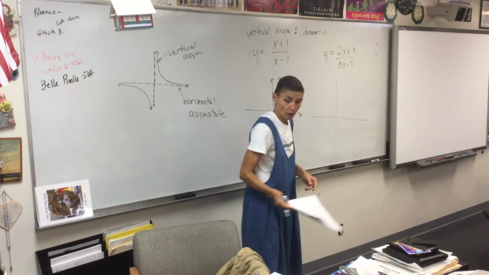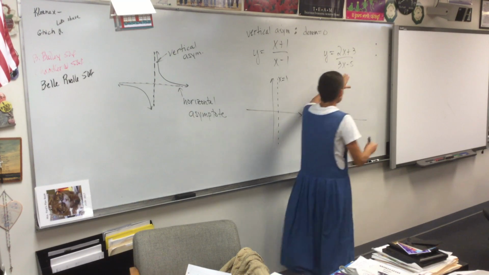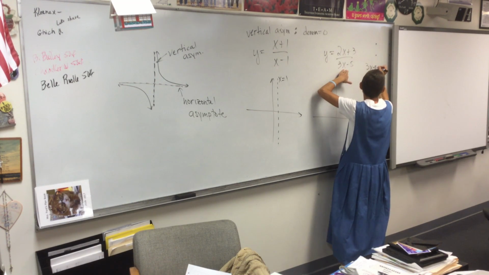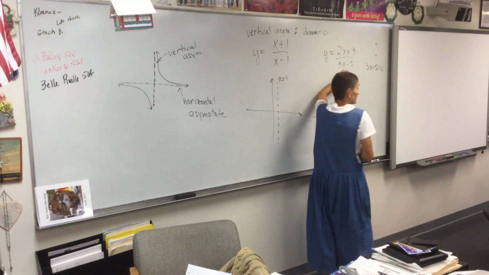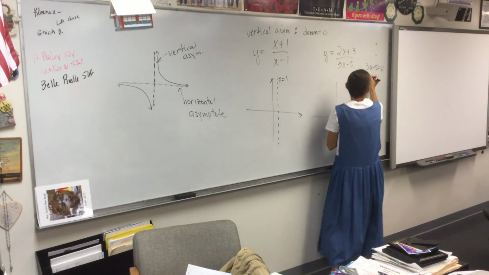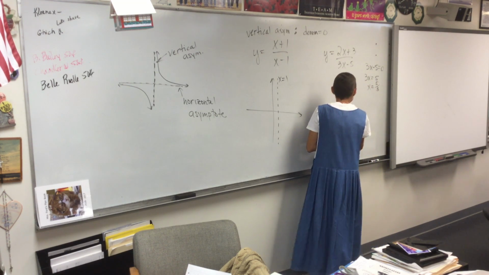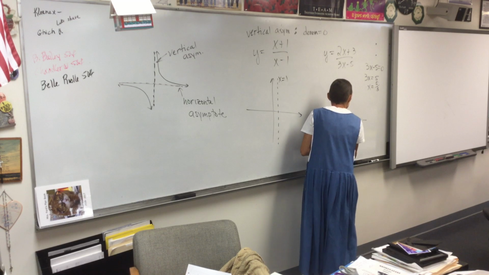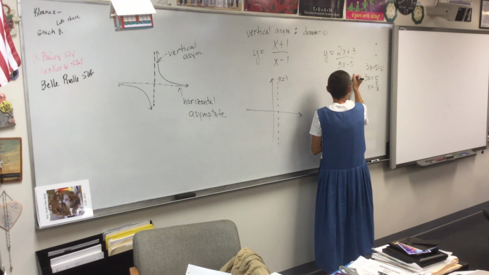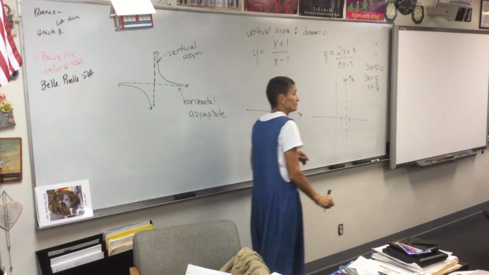Vertical asymptotes go wherever the denominator would be 0, because that's the off-limits number. So what would make that off-limits? Not 5, watch it, 5/3. So you have a vertical asymptote at x equals 5/3.